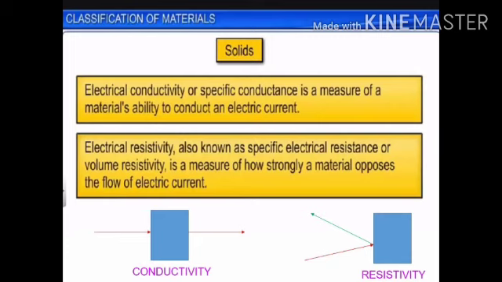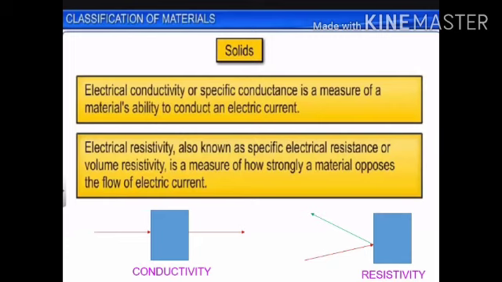In this figure you can see the conductivity. That line indicates the flow of current. This material allows the current to pass through it. This ability of the conductor to conduct electric current is called electrical conductivity. And what is meant by resistivity?